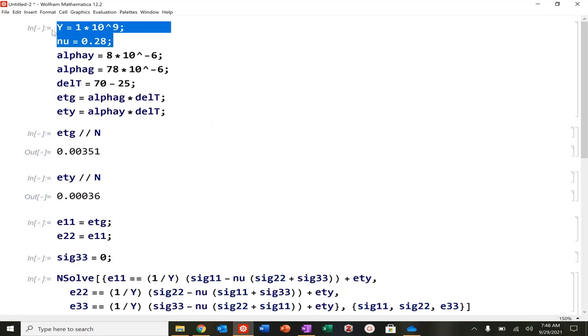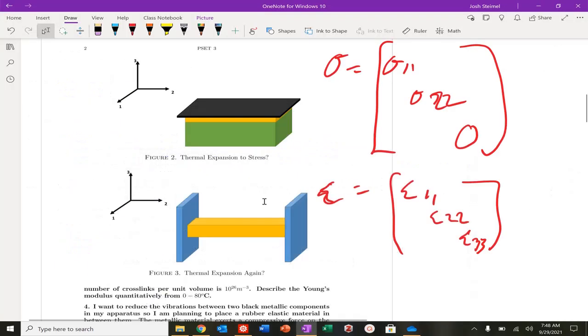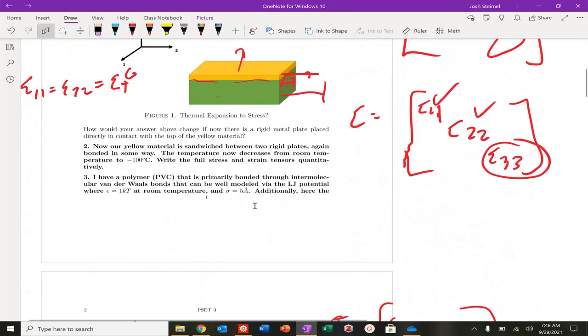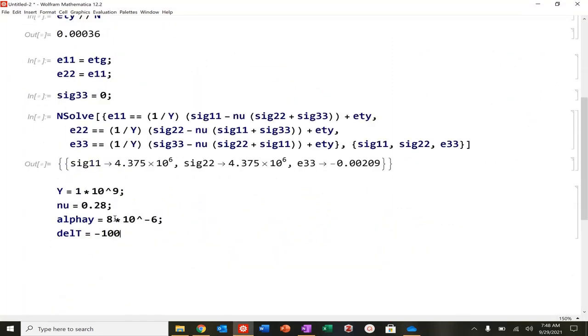But we are given essentially the same material, my same alpha here. So I'm going to pull this out here. And then we are told that our del T now is equal to, let's go over here. If we look at our del T now, we see that the temperature decreases from room temperature to minus 100 C. So again, my final temperature is minus 100. So our final temperature minus 100, minus 25. So our del T will be as follows. So we're going to drop that temperature.